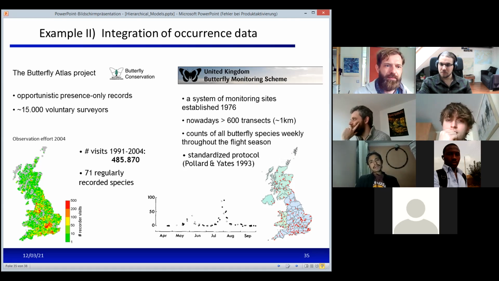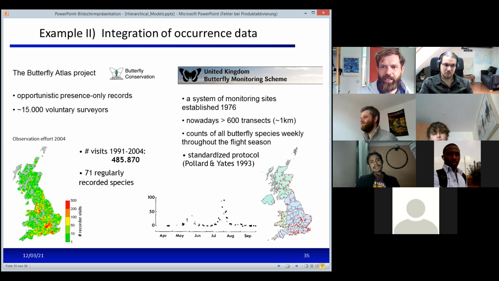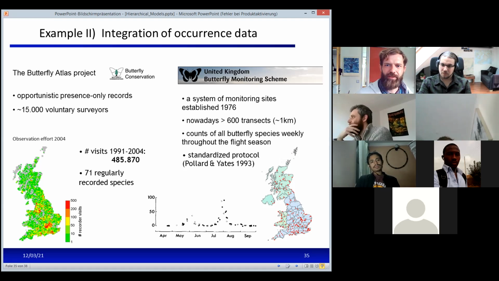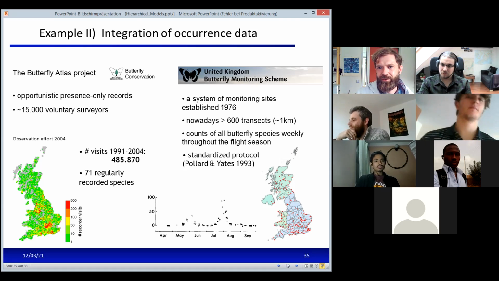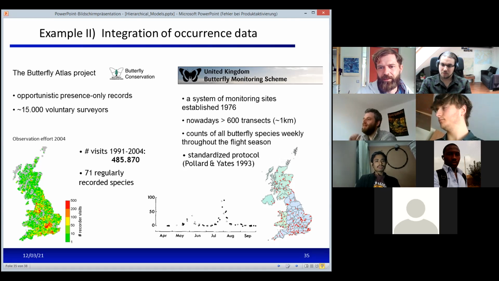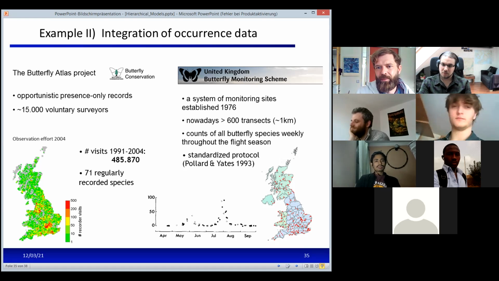There you have always, and it becomes kind of an art to understand whether, from a certain data set, you can really tear apart the different effects of spatial variation in abundance and spatial variation in sampling effort to come up with a good estimate of spatial variation in the true abundance of species.